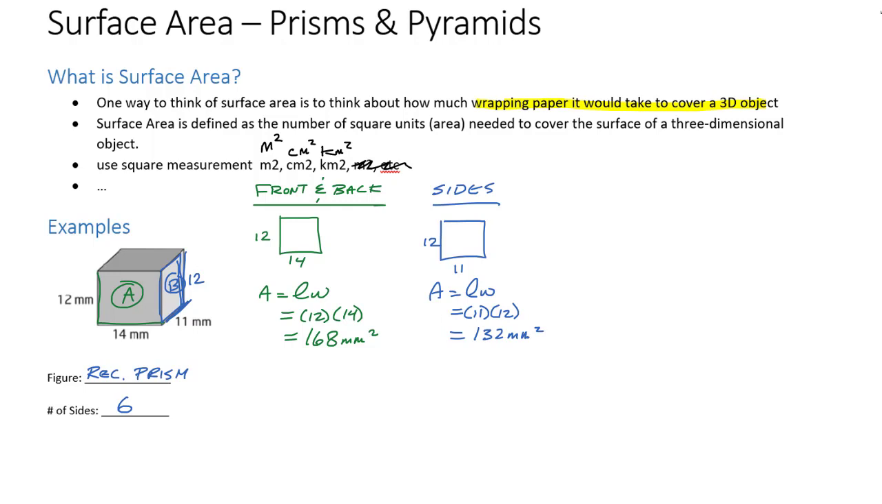And then what about the top and bottom? The top and bottom are the same. This would be this shape here. I'll call that part C. I'm just going to label it so it's easy to follow along. I meant to call this A, and I meant to call this B.